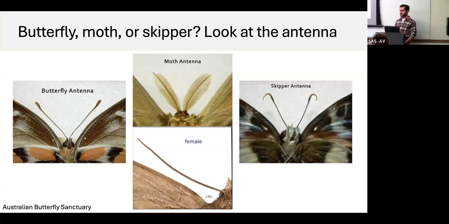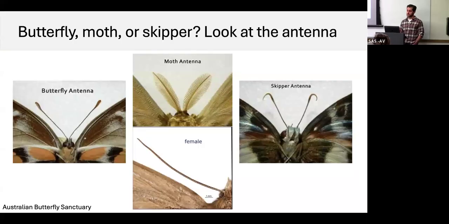And then skippers are kind of a weird case here. They actually have hooked antennae. This is interesting because I almost see this as an intermediate between butterfly and moth antennae, and evolutionarily, skippers are actually an intermediate between butterflies and moths. Again, this is one of the only surefire ways to tell apart butterflies, moths, and skippers.